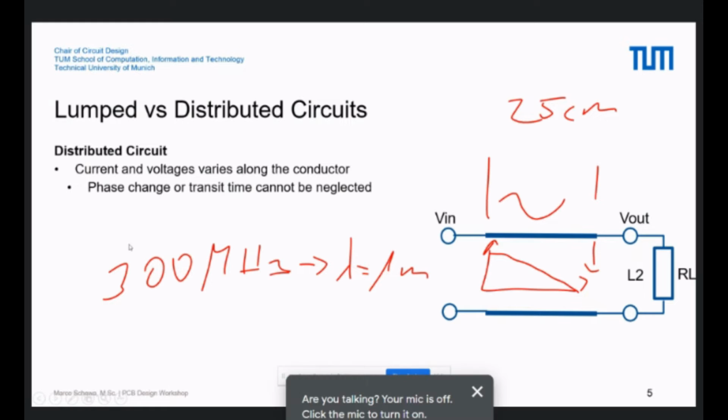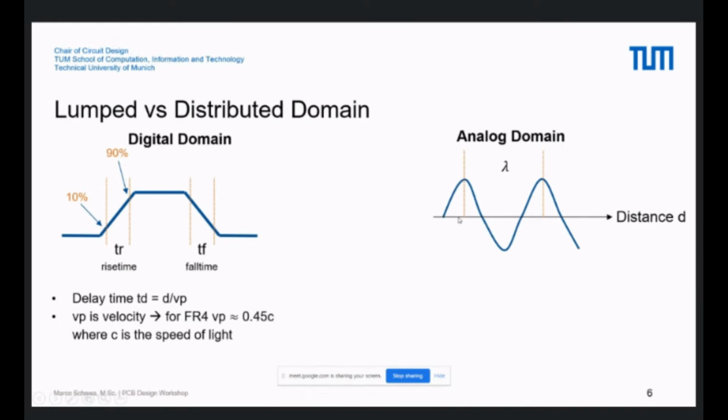And this is, as you see, only important if you have high frequency signals. So it means a digital signal or an analog signal, what I compared here. So on the left side, we see the digital domain, so a digital signal with a rise time and fall time. And on the right side, we see a normal analog signal, a very badly drawn analog signal.